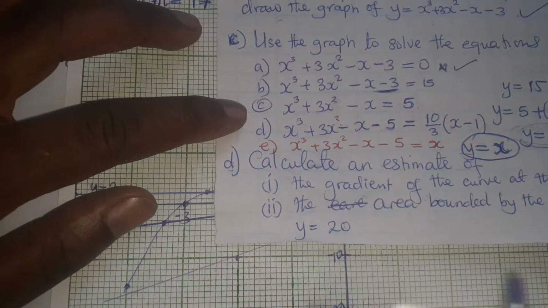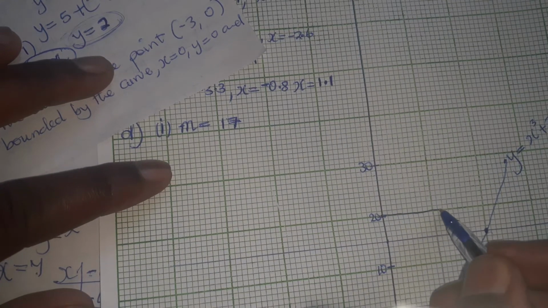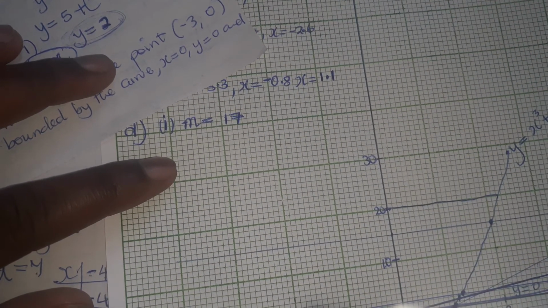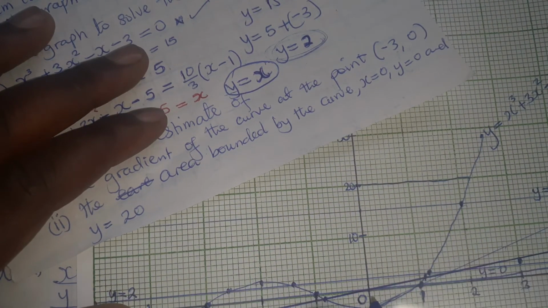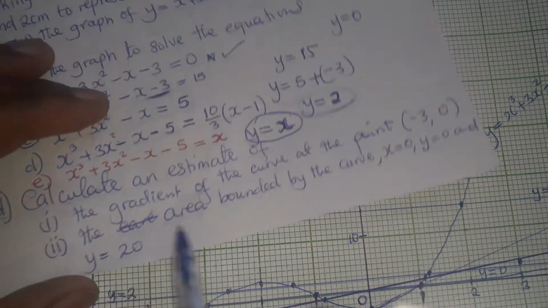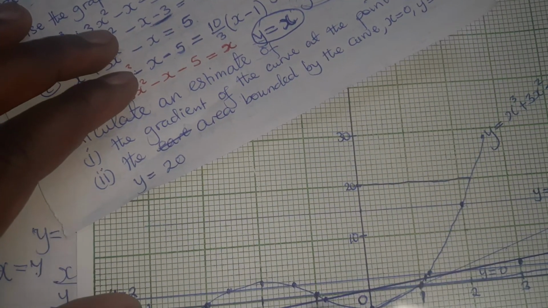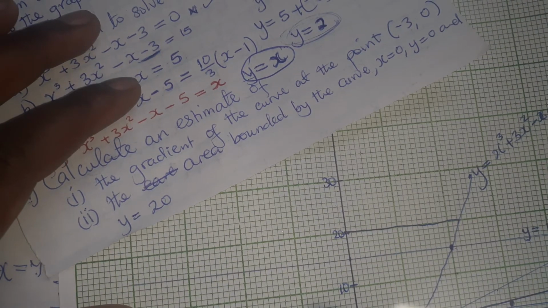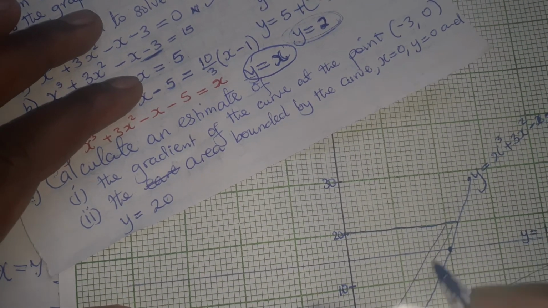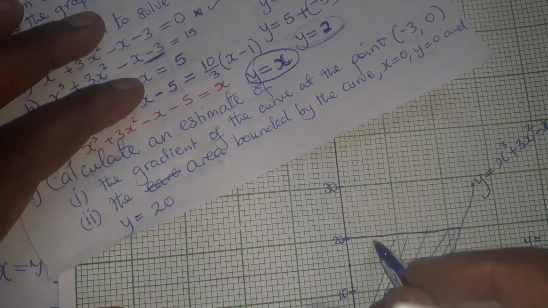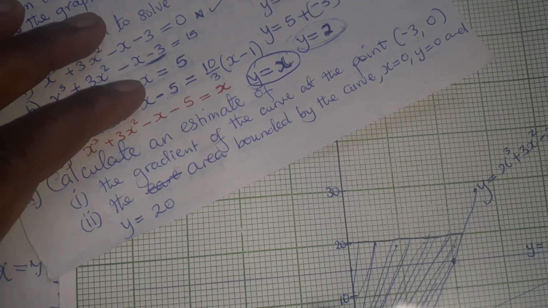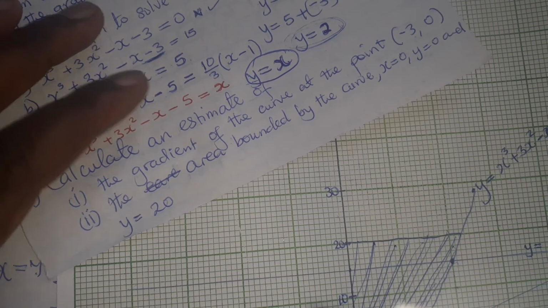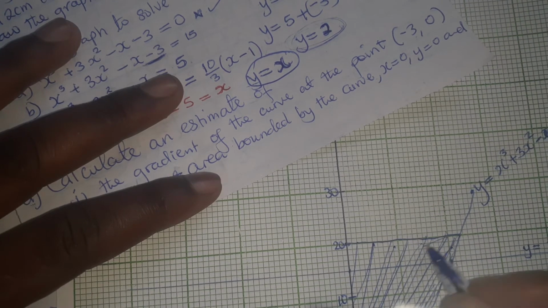Then the last one is y is equal to 20, here. So we need to find the area that is bounded by y is equal to 20, x is equal to 0, and y is equal to 0. So, which area are we talking about? This area is what we are talking about, up to here.